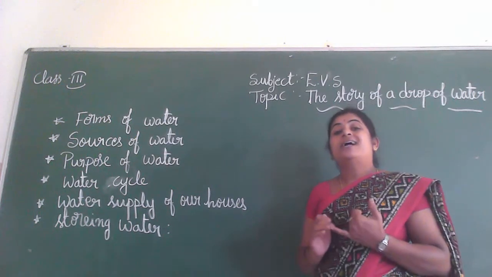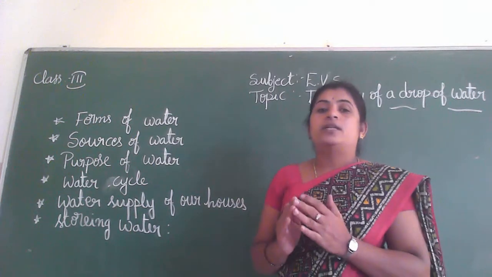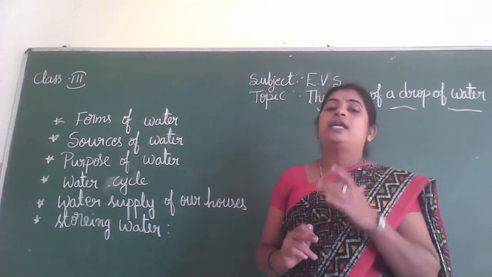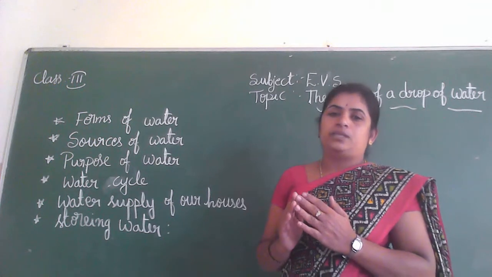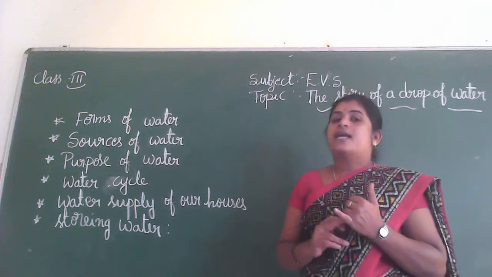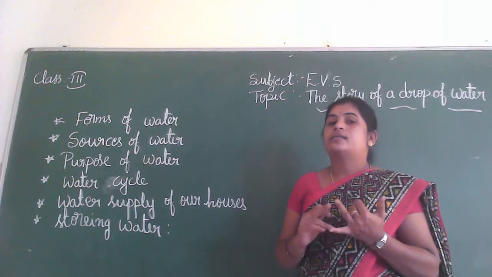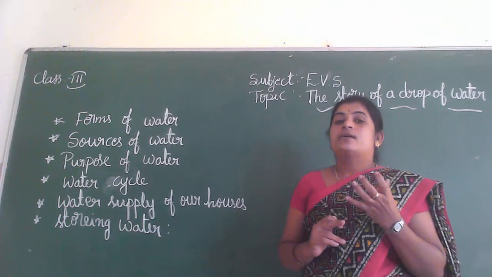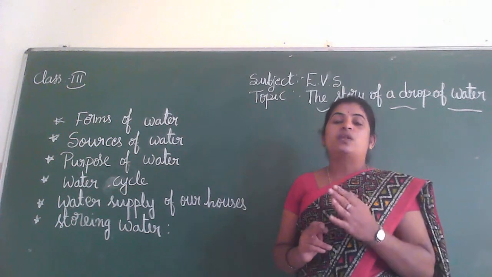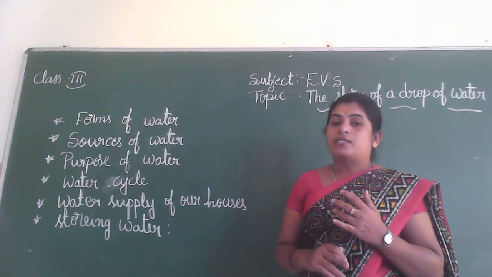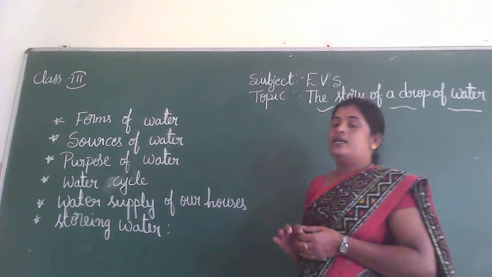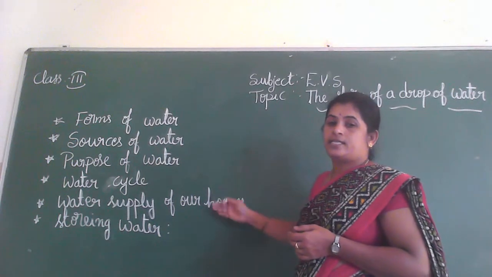So, water is colorless. Water is clean. Water is colorless, odorless, tasteless. It is transparent, very transparent. This is the main thing about water. Water is colorless, tasteless, odorless and transparent. This is a feature of clean water. Odorless means vasane illadu. Okay, this is the main thing. This is the first concept you have to learn in this class, children.